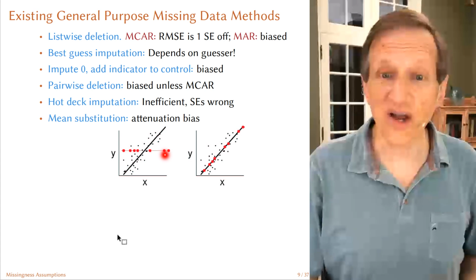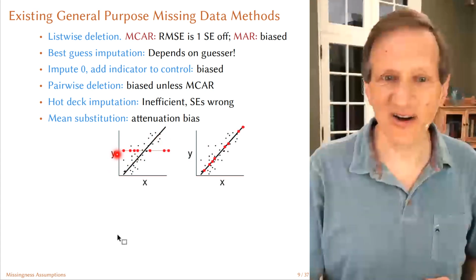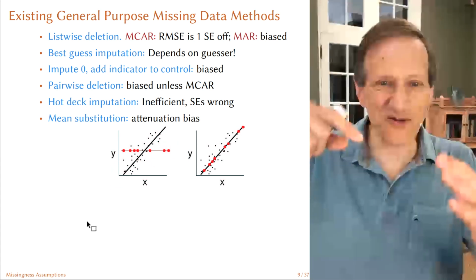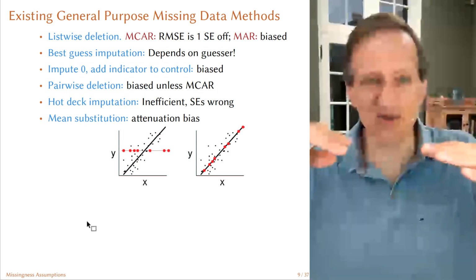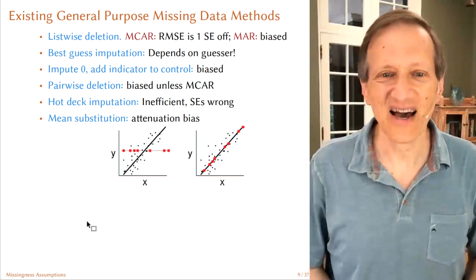If that's true, then these red dots belong up here, and these red dots on the left-hand end belong down here. So if you take some of the dots and move them that way, then what you're doing is attenuating your results. So probably not a good idea.